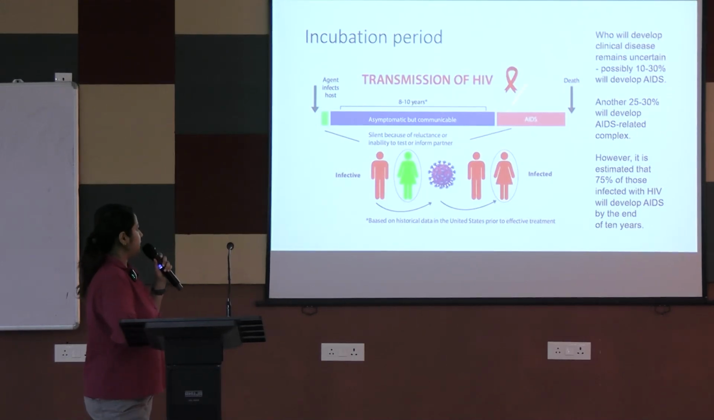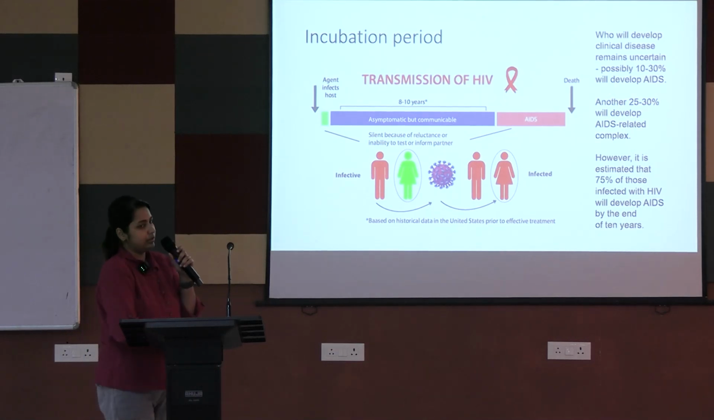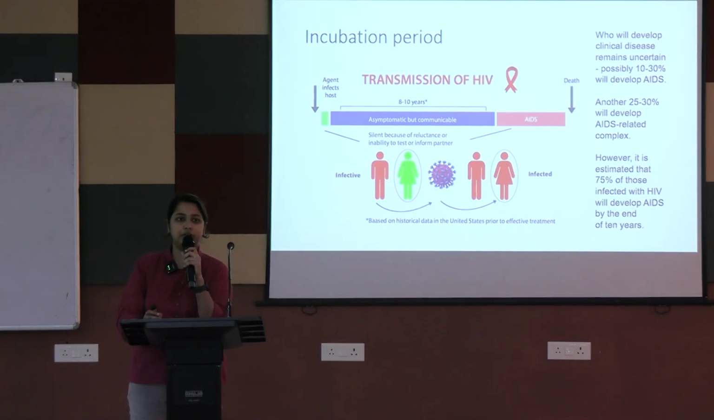And finally, when the disease develops, it is called AIDS, that is, acquired immunodeficiency syndrome. Who will develop the clinical disease remains uncertain. Possibly 10 to 30% will develop AIDS. The majority will never develop the AIDS disease. They will have the HIV virus in their blood, but will not have the AIDS disease. But up to 30% will develop AIDS in the future.